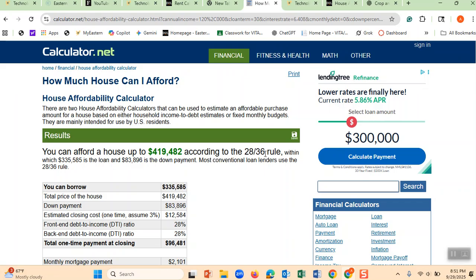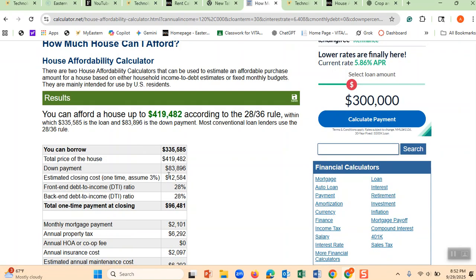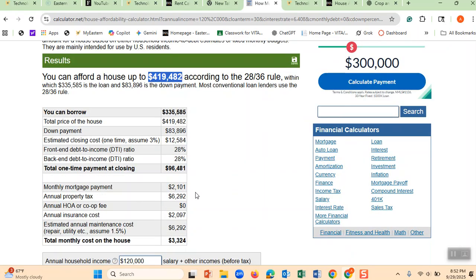Then where does this 36 come from? When you might have other debt like credit cards or a student loan, they want to make sure all of your monthly payments don't go beyond 36% of your whole salary. Then you have the estimated closing cost. And that is the front-end and back-end debt ratio.